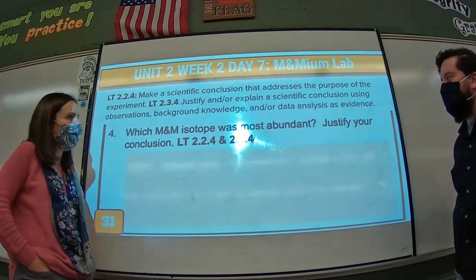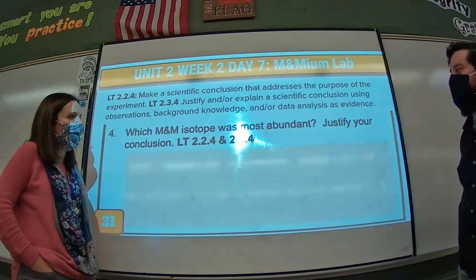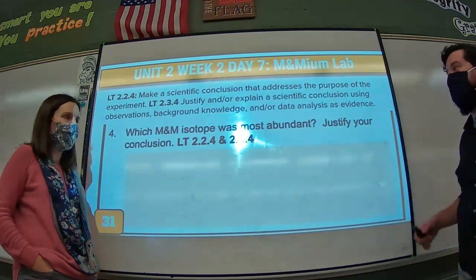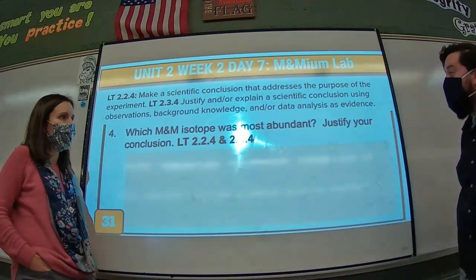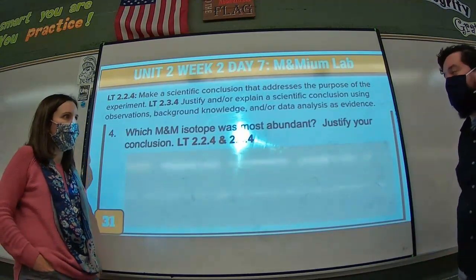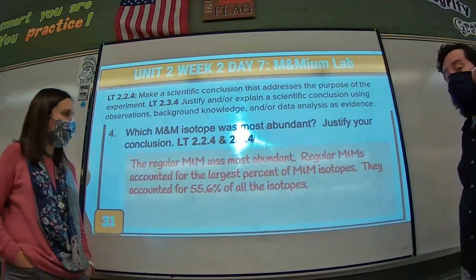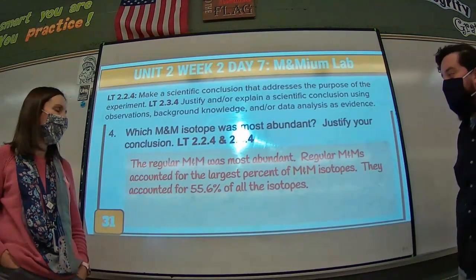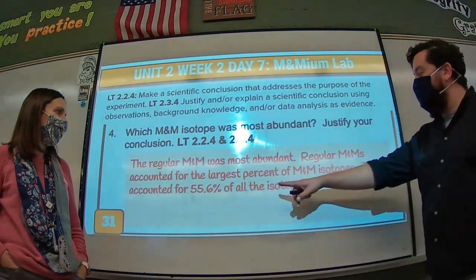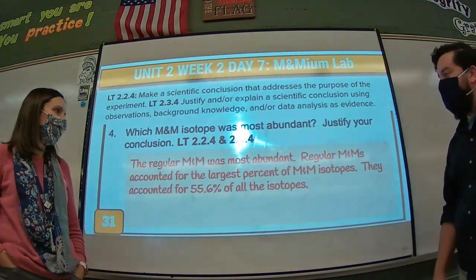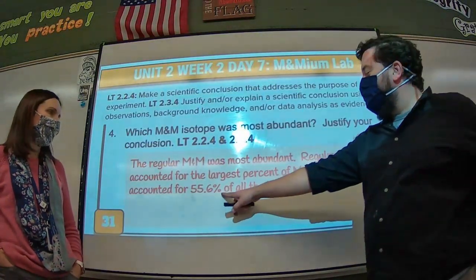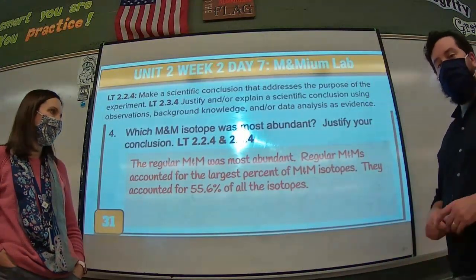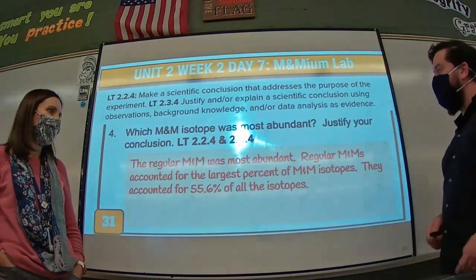So question 4, learning targets 224 and 234, we need to make a conclusion and then justify that conclusion. We were asked which isotope of M&Mium was most abundant, and we need to justify it. So we're going to say the regular M&M was most abundant. Regular M&Ms, or the plain M&Ms, had the largest percentage of M&Mium, and they accounted for 55.6 of all those isotopes. So the largest percentage is always going to be your most abundant.